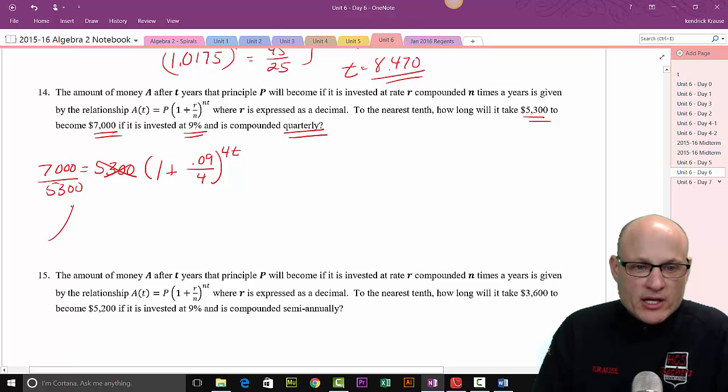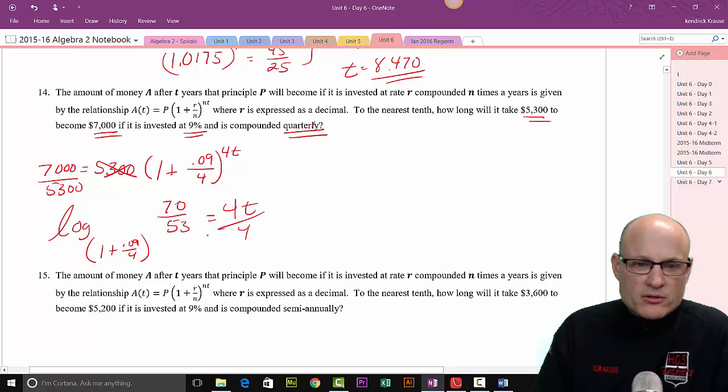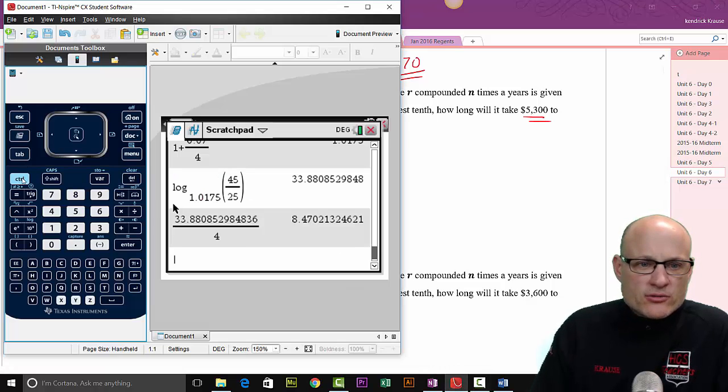And it's all about that base. So now I'm going to do a log of 1 plus 0.09 over 4. I'm just going to figure out what that is when I go to it, of 70 over 53. I'm going to cast out those zeros. Is equal to 4t. And I divide by 4.